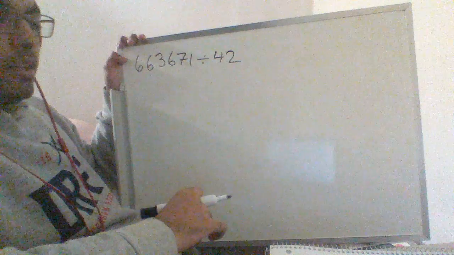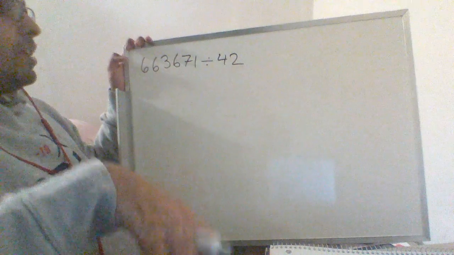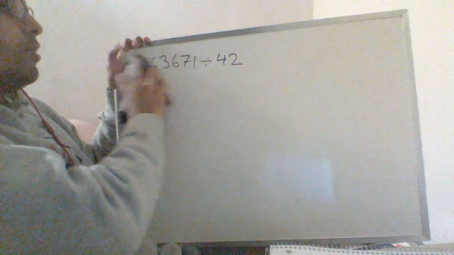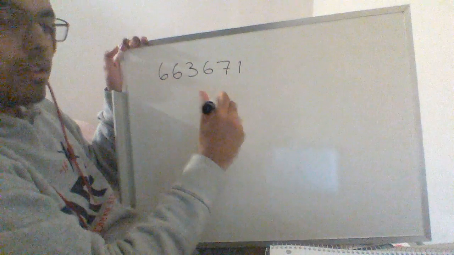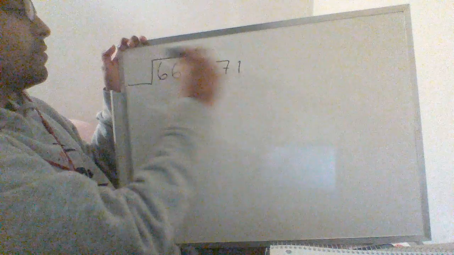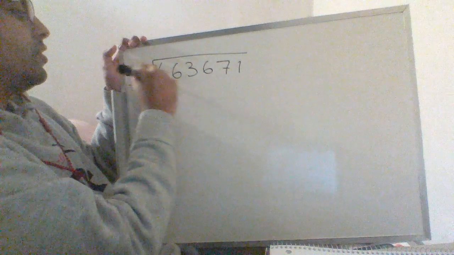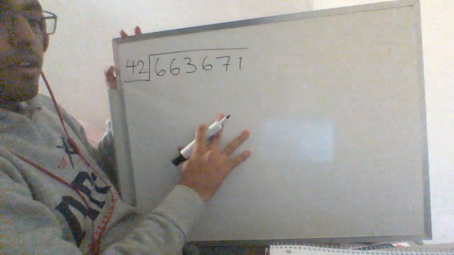It's 663,671 divided by 42. So I'm just going to move those a little bit. So we're going to have 663,671, that's what I said, right? Divided by 42 over here. Alright, cool.